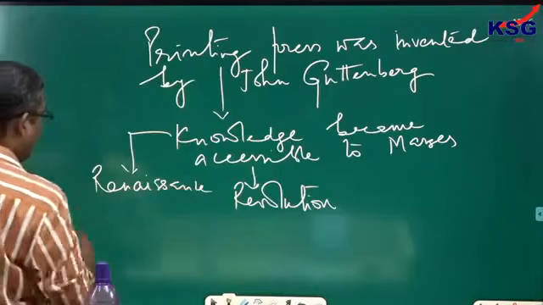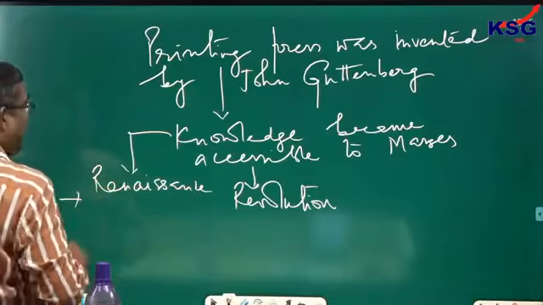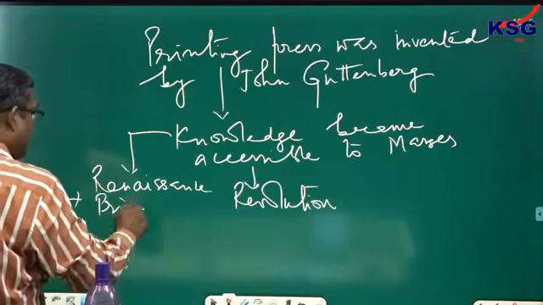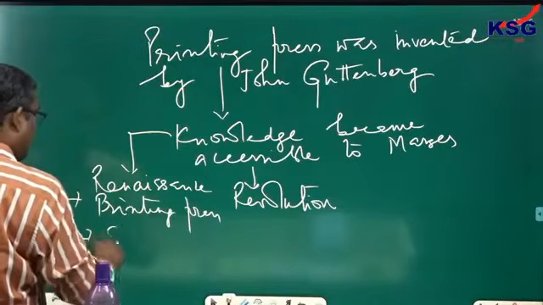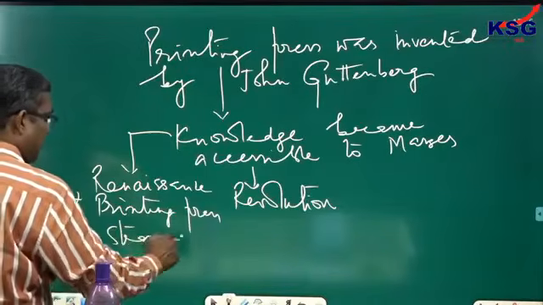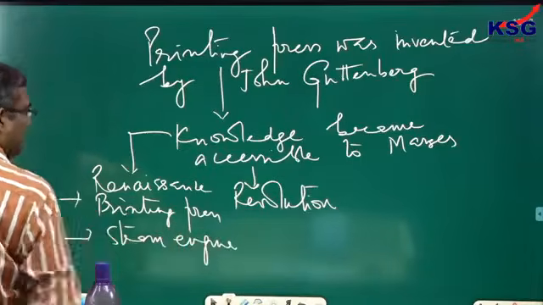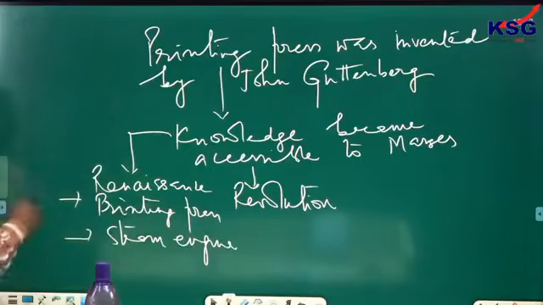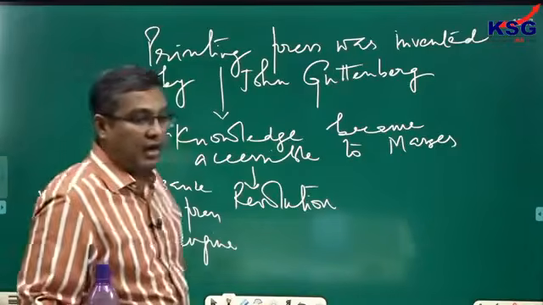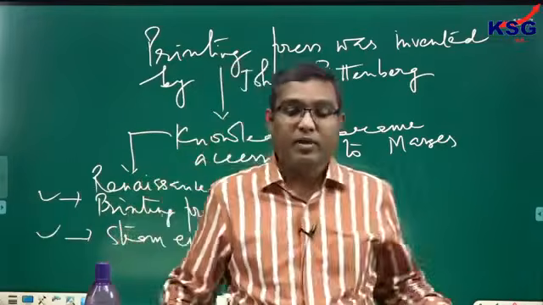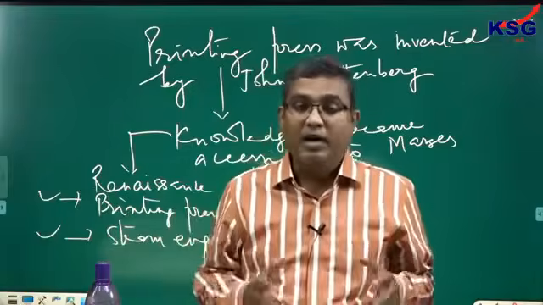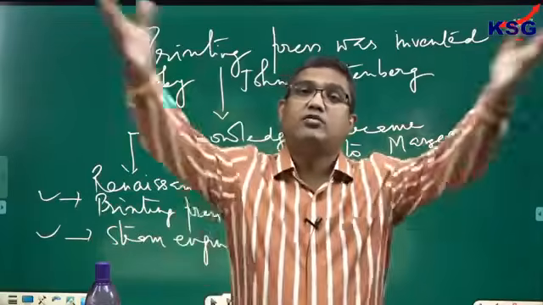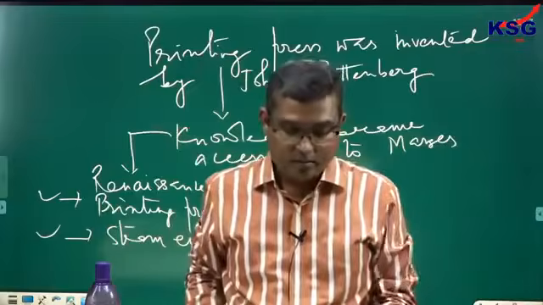The Renaissance in Europe has happened due to two most important scientific inventions. Number one is the printing press, and second is the steam engine. These two discoveries of printing press and steam engine have created a renaissance, and I would say the printing press plays a very important role in creating a renaissance in Europe, because the printing press brings knowledge in the hands of the common masses.